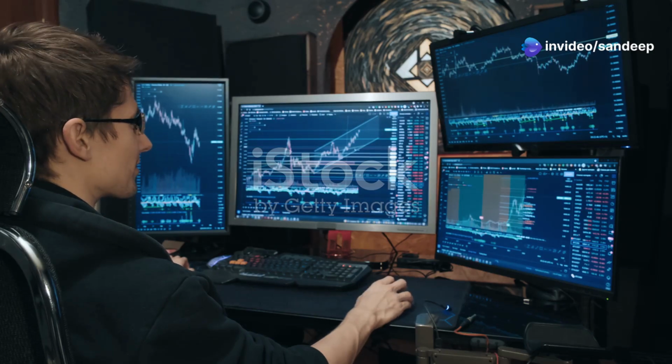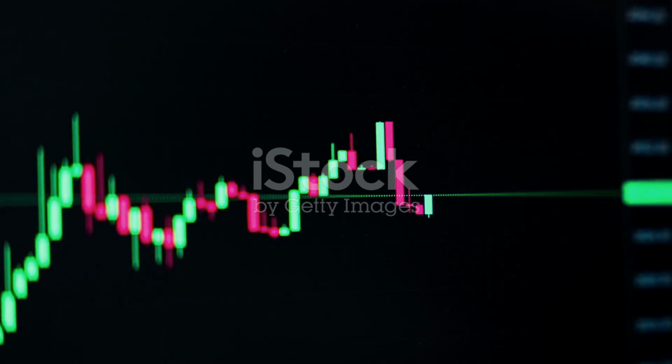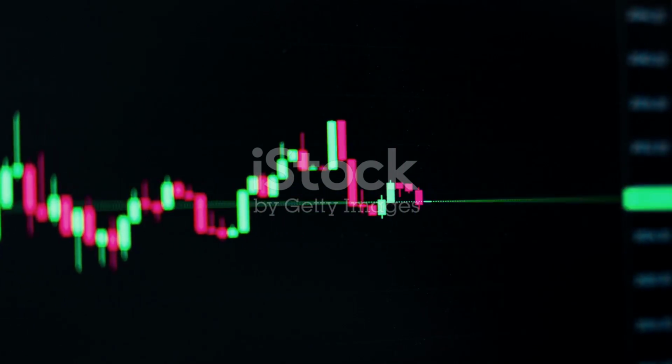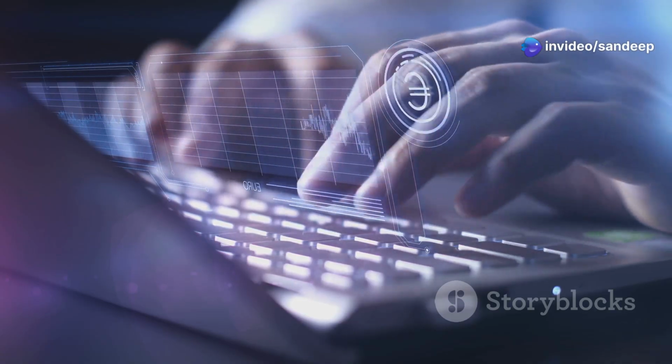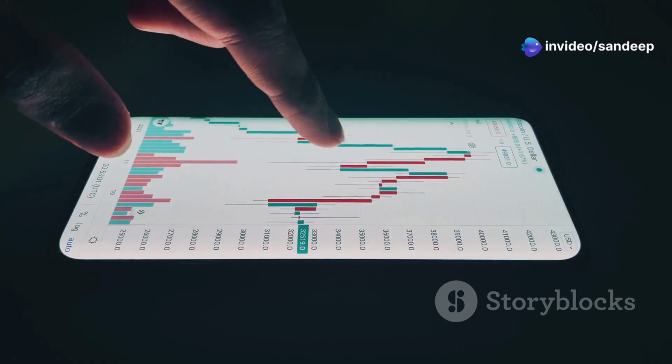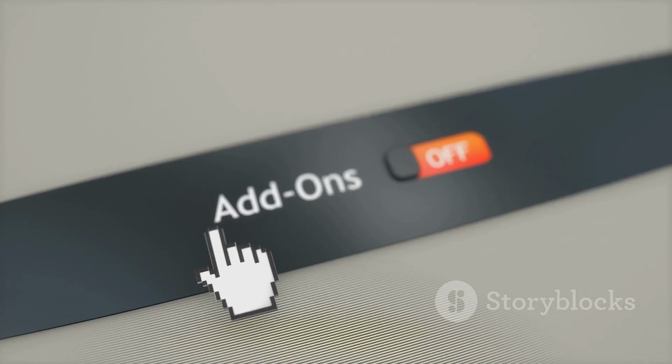Okay, so we've covered a lot of ground. You know what technical analysis is, why it's useful, and you've learned about charts, trends, patterns, and indicators. Now, how do you actually start using this stuff without risking your hard-earned money? The first step is simple. Just start looking at charts. You don't even need to make a trade.